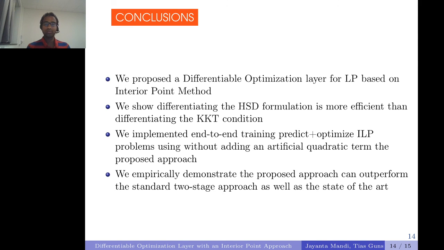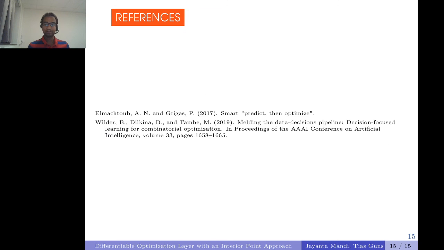So to conclude, we propose a differentiable optimization layer for linear programs based on the interior point method, where we differentiate the homogeneous self-dual embedding, and we show that differentiating the homogeneous self-dual embedding is more efficient than differentiating the KKT conditions. And with this framework, we implemented end-to-end training of integer LP without the need of adding a quadratic term, and our experiment shows that we are able to outperform the state of the art. Thank you.